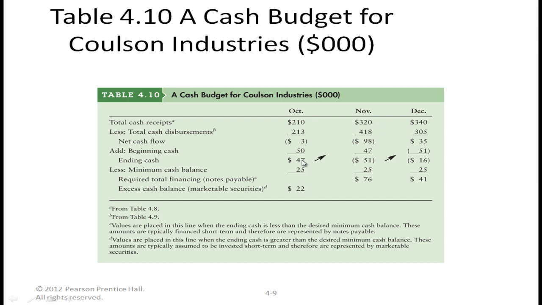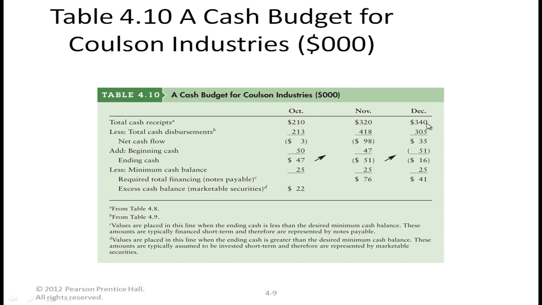This ending cash balance now becomes November's beginning cash balance. And again, you get these same numbers from the previous table. They had 320 coming in November. They had 418 going out. So they were minus 98. Now they're minus 51. And they want a $25 cash balance. So they're actually $76 short. So they need to raise $76 to get back to this minimum balance of 25 that they'd like to have. And then their negative 51 goes in here as their beginning cash balance for December.